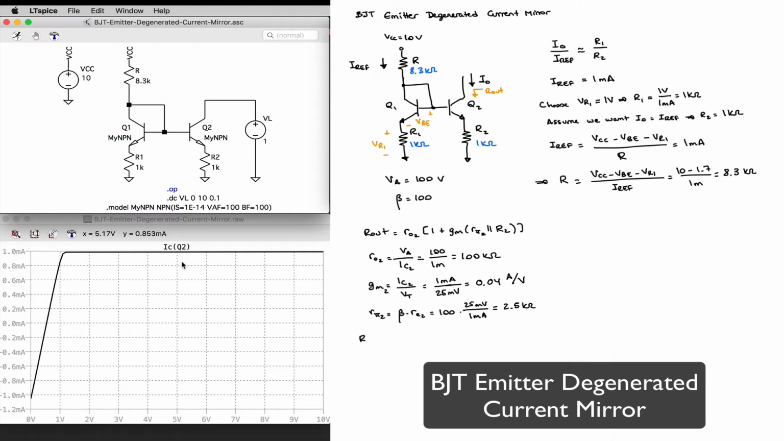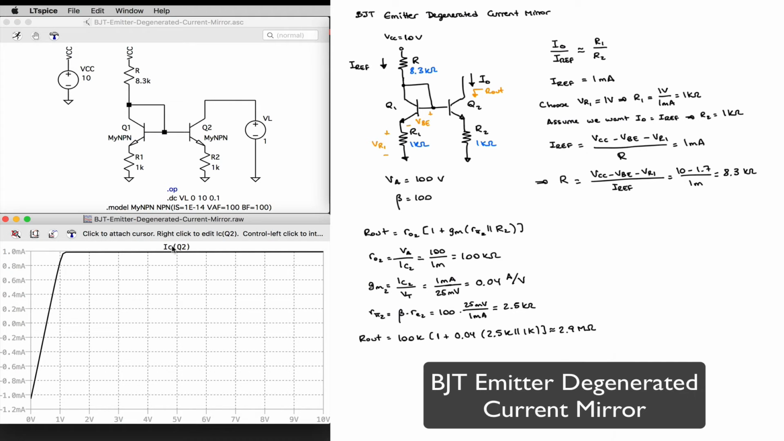So if I do my calculation, I'm expecting this to be little r_o, so 100k times 1 plus 0.04 times 2.5k in parallel with 1k. And that's going to give me something on the order of 2.5 mega ohms. I think it's 2.9 mega ohms in this case. So let's go ahead and run my simulation, see if I come close to that.